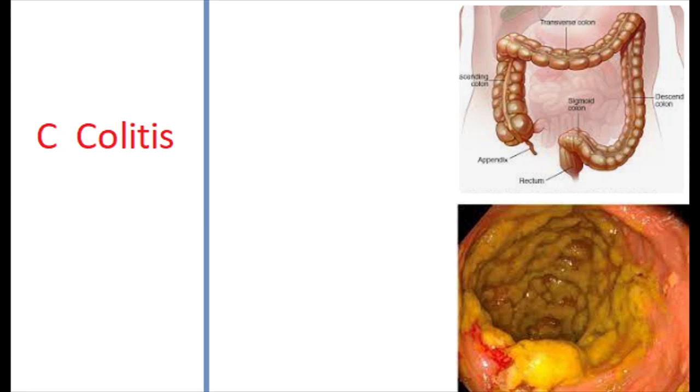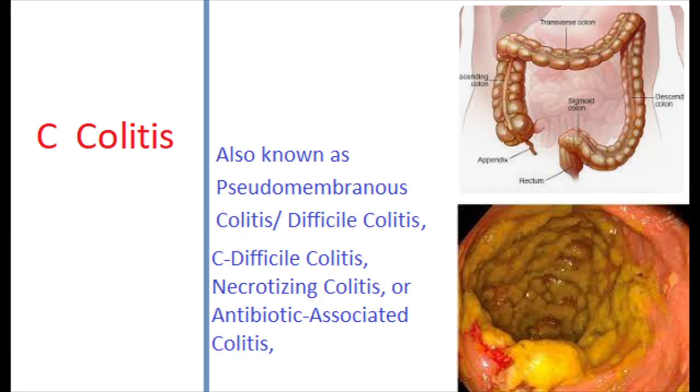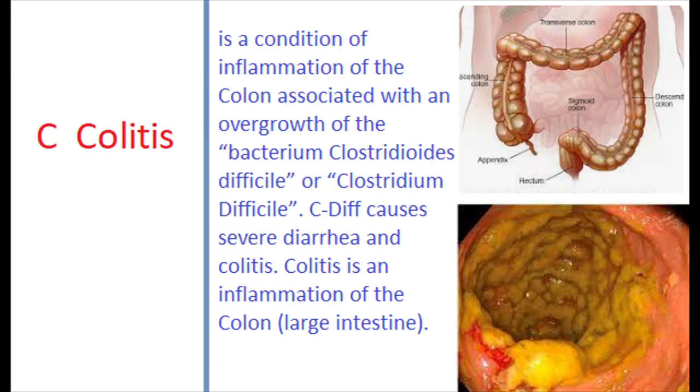C. diff colitis, also known as C. difficile colitis, necrotizing colitis, or antibiotic-associated colitis. Pseudomembranous colitis is a condition of inflammation of the colon associated with an overgrowth of the bacterium Clostridioides difficile or Clostridium difficile. C. diff causes severe diarrhea and colitis. Colitis is an inflammation of the colon, the large intestine.